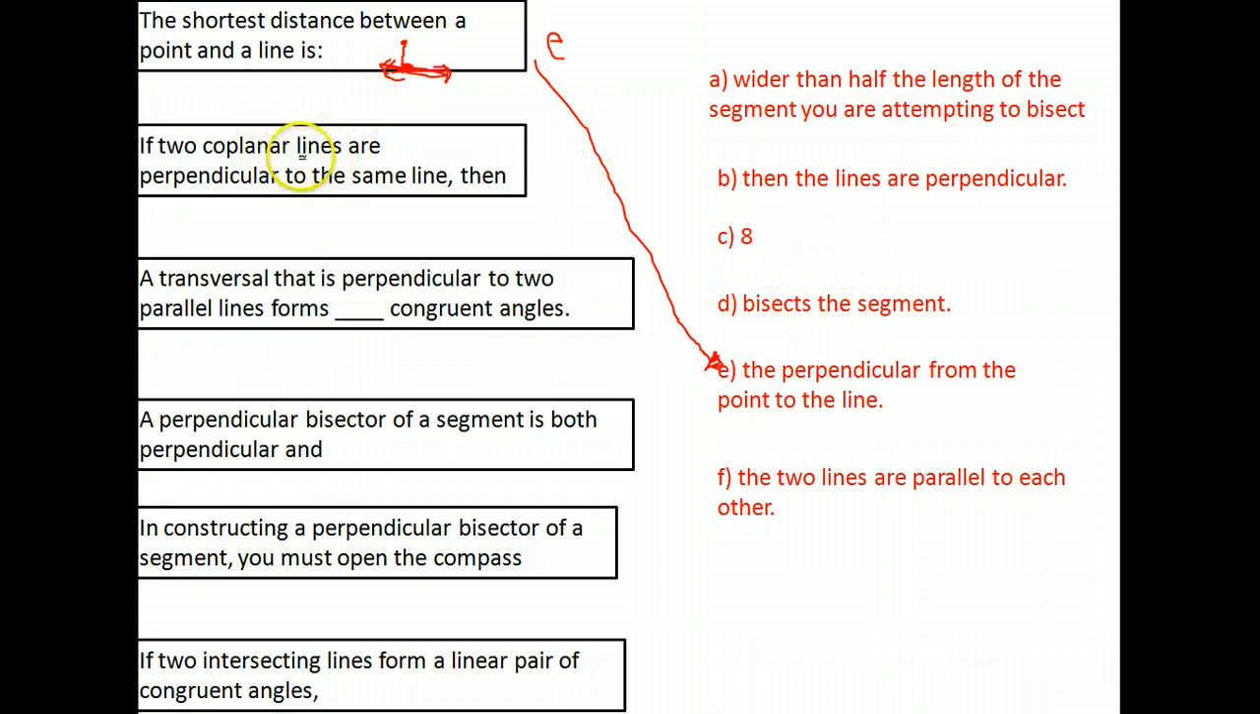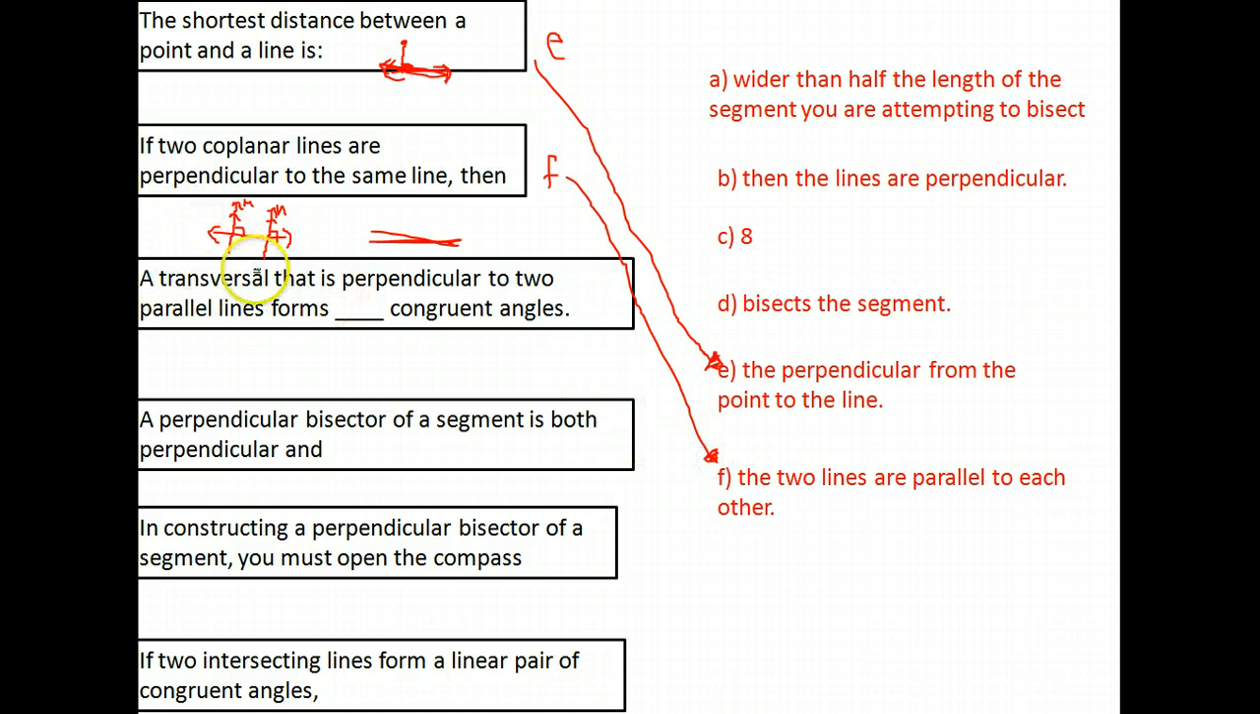Next, if 2 coplanar lines are perpendicular to the same line, then what? So let's take a look at what that looks like. So we have a line. Sorry, my lines are not real pretty. Let me start again. That's a little better. So we have a line, and we have 2 other lines that are perpendicular to it. So here's a line perpendicular to it. Here's a line perpendicular to it. What did we know about these 2 lines? I'll call them M and N. They're perpendicular to the same line. What did we know? We knew that they were parallel to each other. Notice if they're both perpendicular to that line, they end up being parallel to one another. So that is option F down here.